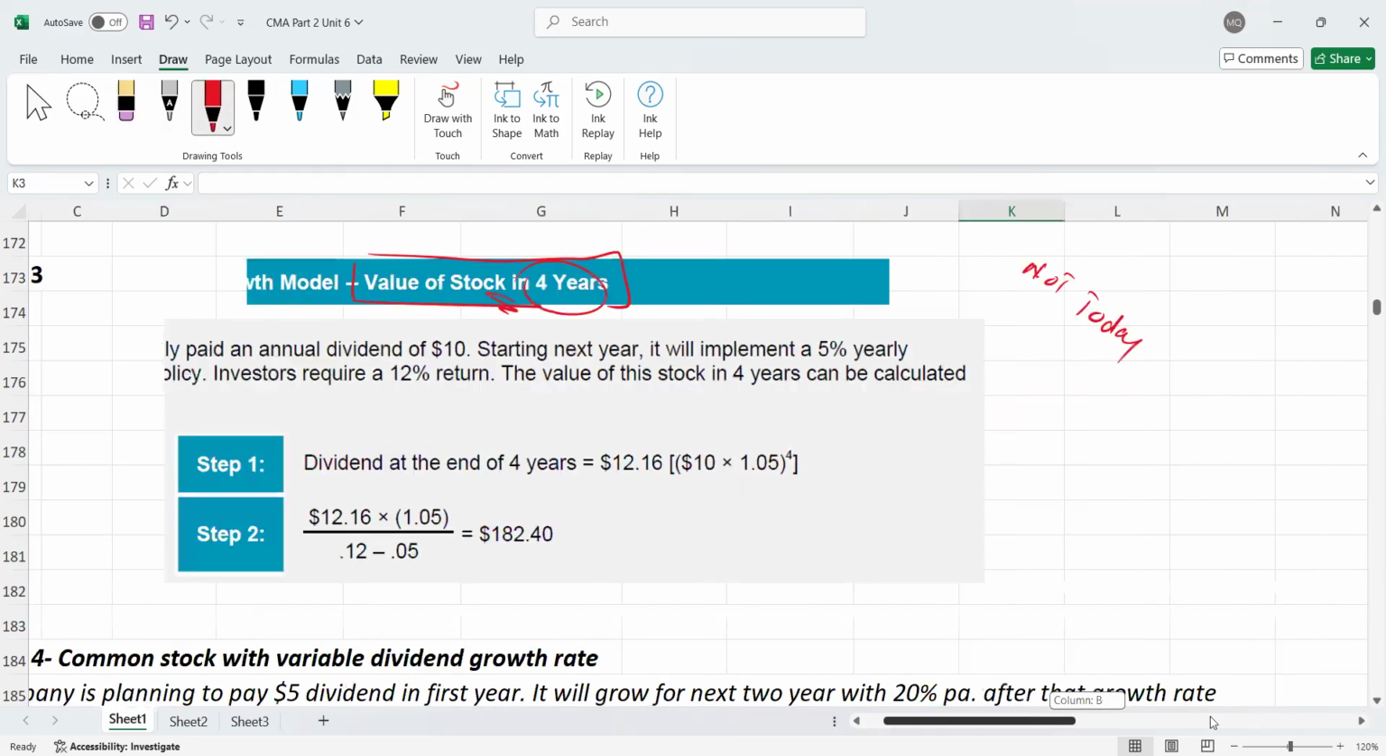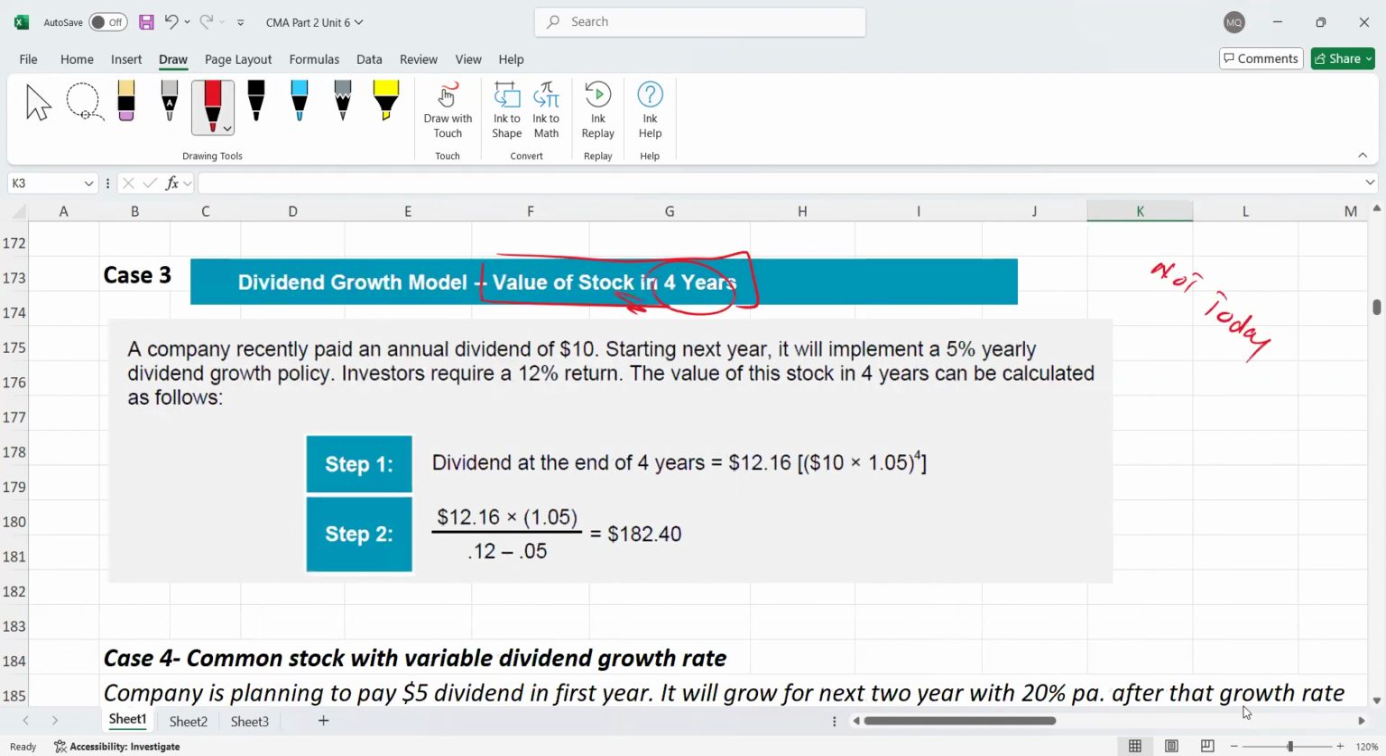So this is what you will do here. First of all, let me explain with the help of an example. First, we will grow the dividend up to 4 years. Please don't forget. Let's assume a company recently paid an annual dividend of $10.